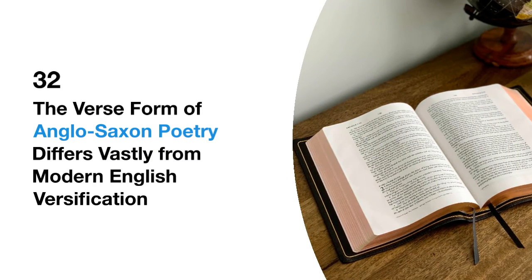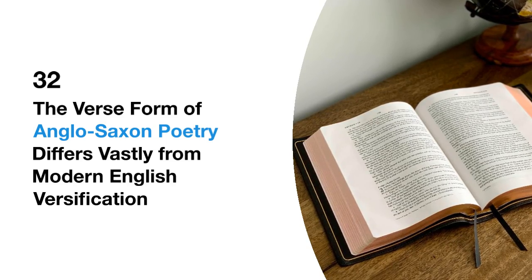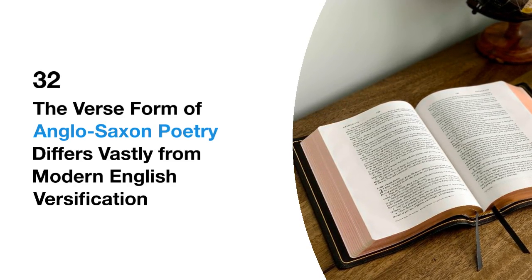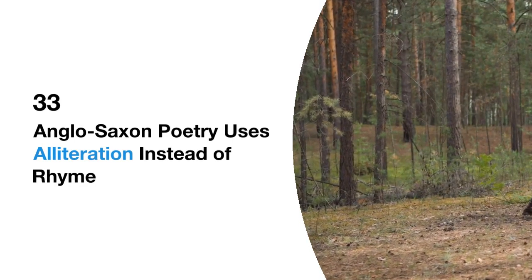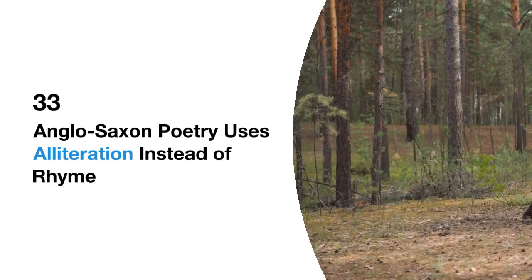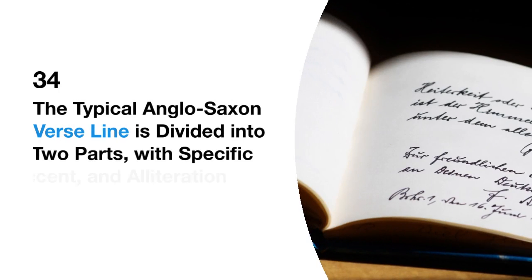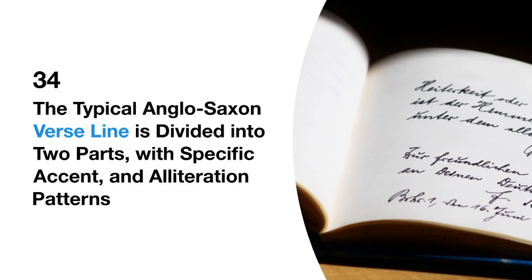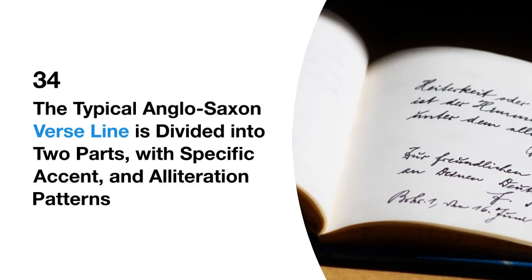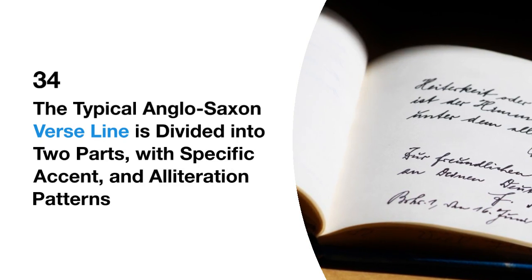32. The verse form of Anglo-Saxon poetry differs vastly from modern English versification. 33. Anglo-Saxon poetry uses alliteration instead of rhyme. 34. The typical Anglo-Saxon verse line is divided into two parts, with specific accent and alliteration patterns.